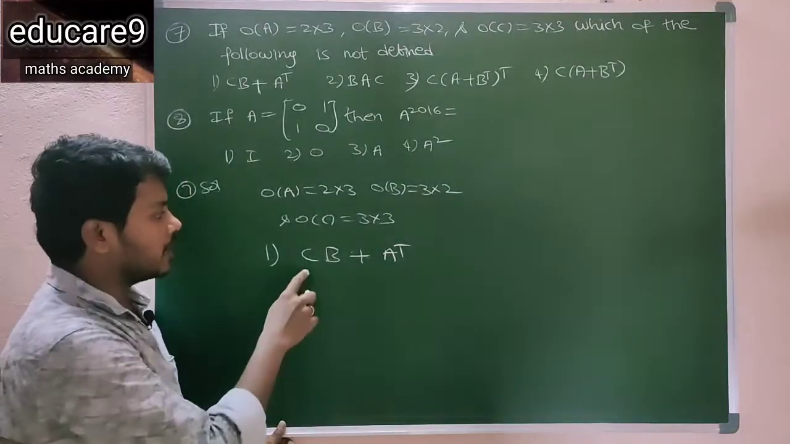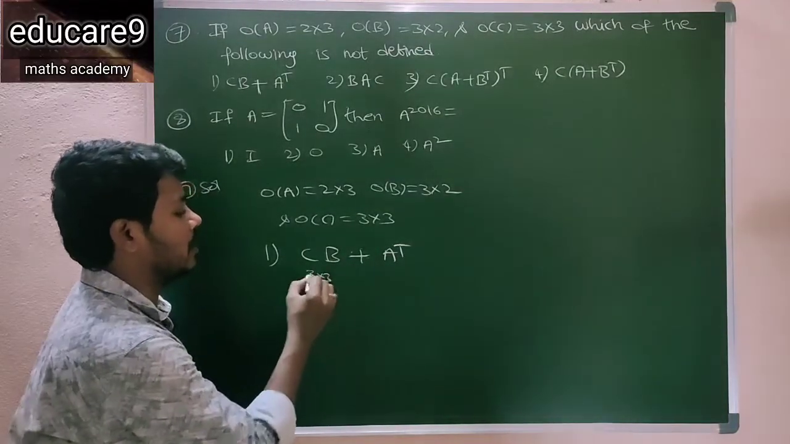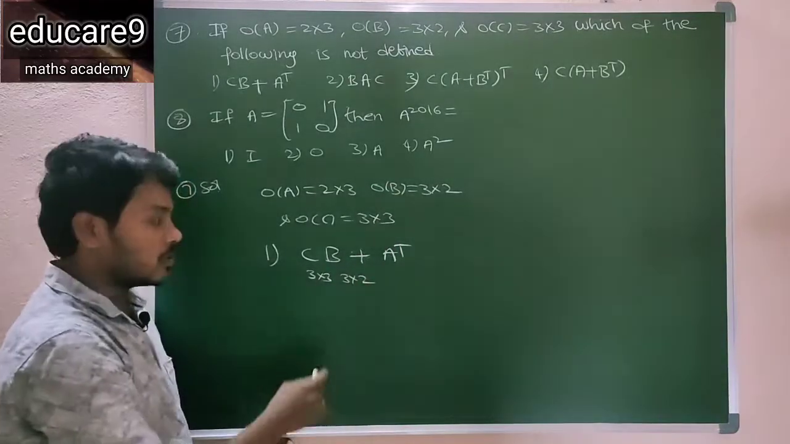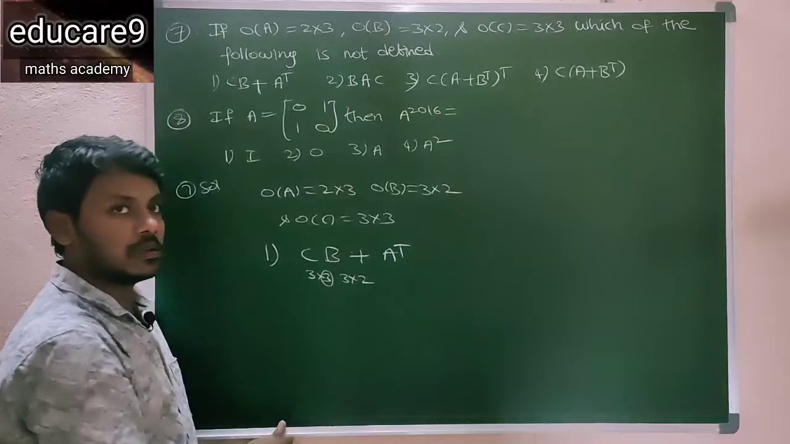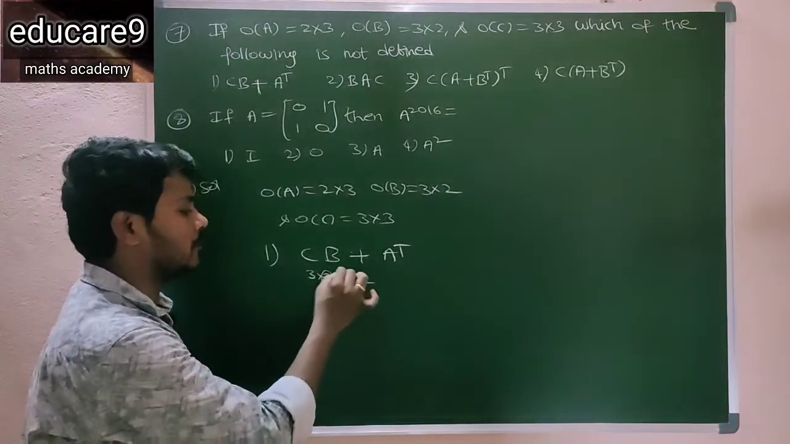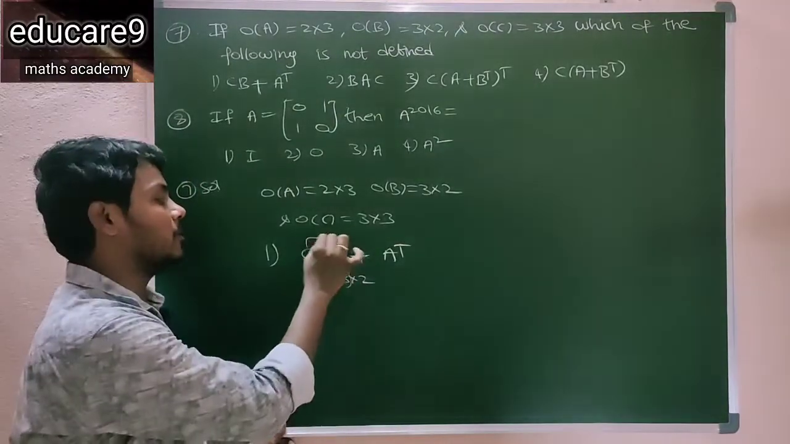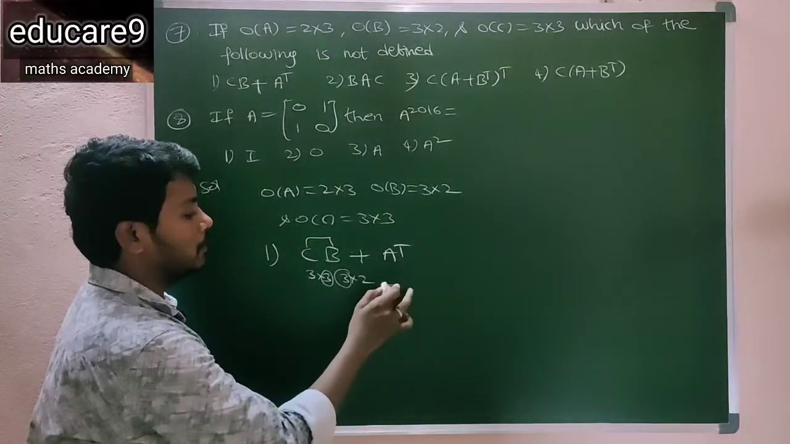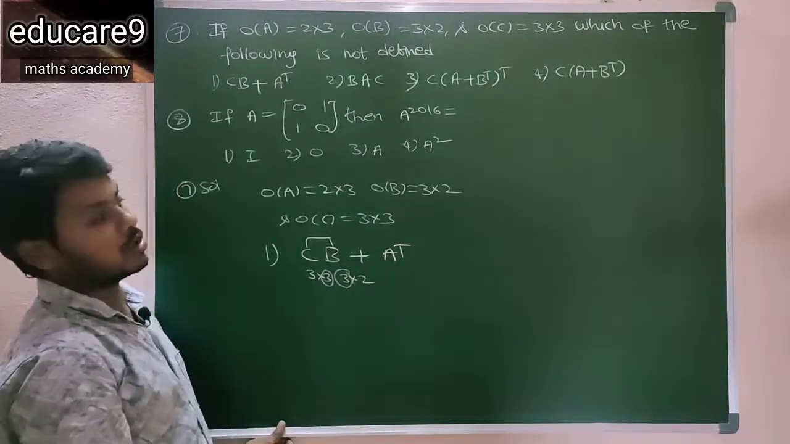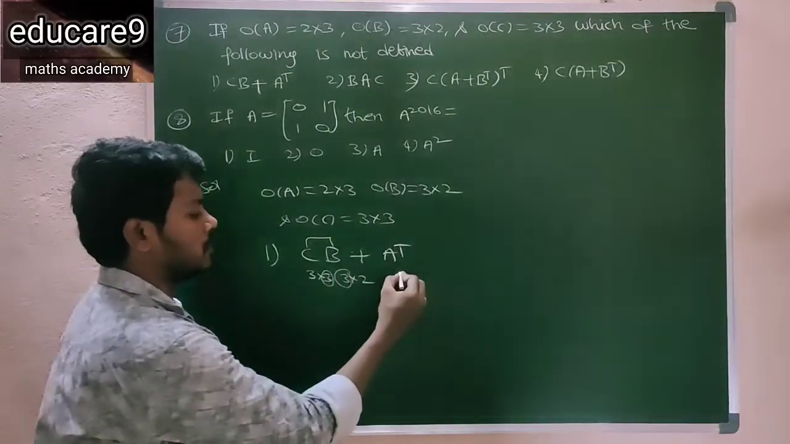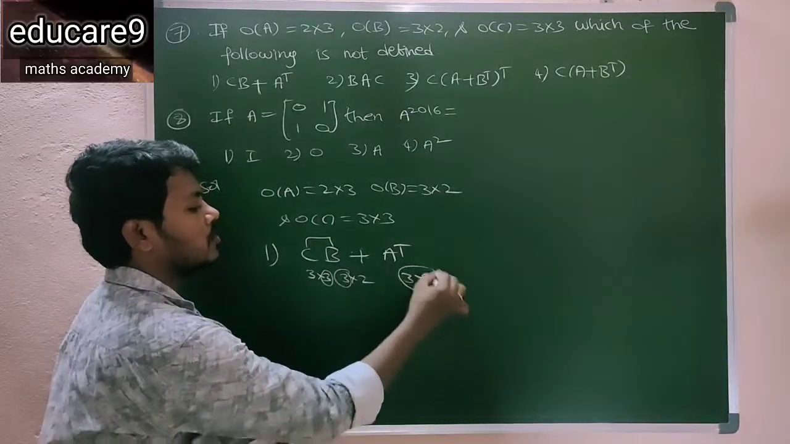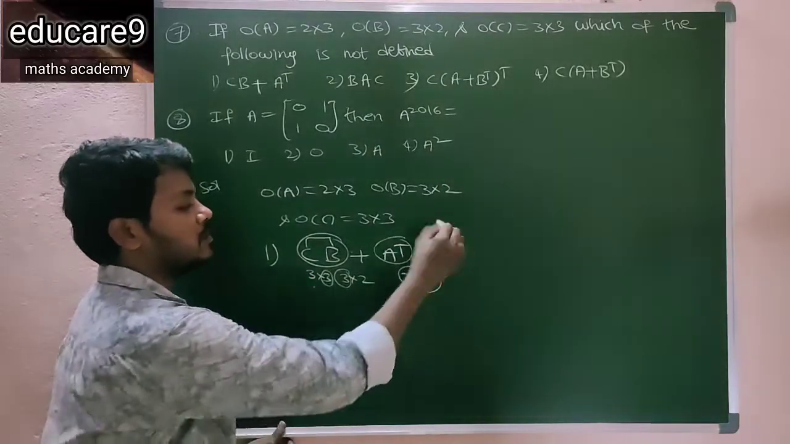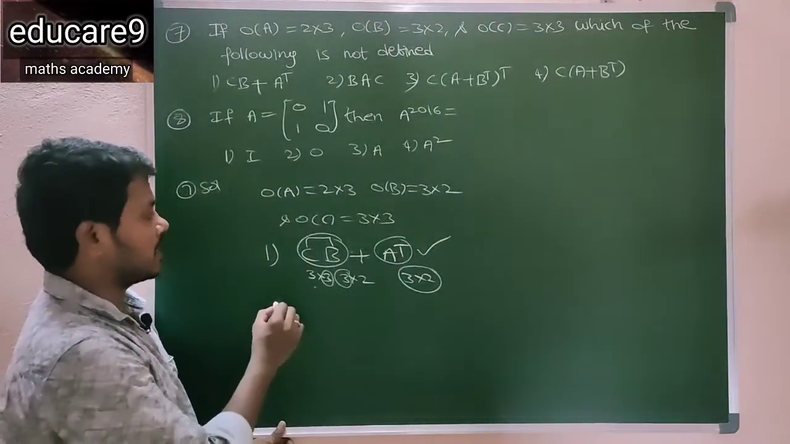So what is the order of C? 3 by 3. And the order of B is 3 by 2. So clearly the number of columns in the first matrix is equal to the number of rows in the second matrix. Therefore, CB is possible. And plus A transpose. So what is the order of A transpose? 3 by 2. So clearly, therefore, addition is also possible. So this is possible.